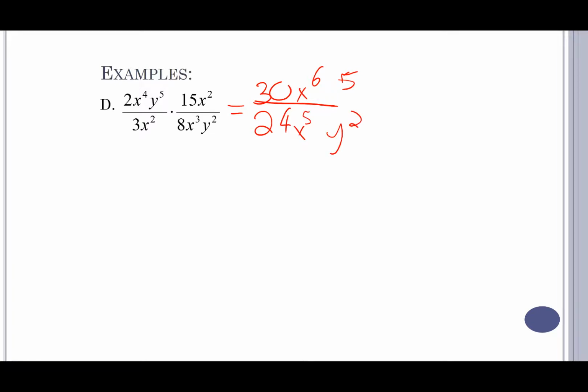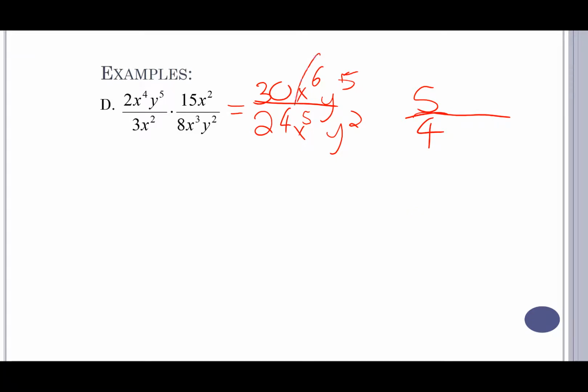So let me see if I can get that a little more out of the way. All right, there you go. So that's multiplied across. The only thing now is simplifying it. So let's look at the numbers, 30/24. Both of these are divisible by 6. So when you divide them by 6, you're reducing this fraction, you would get, what would that be, 5/4? So that part of the fraction reduces to 5/4.